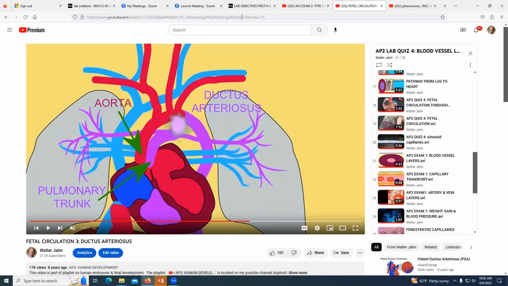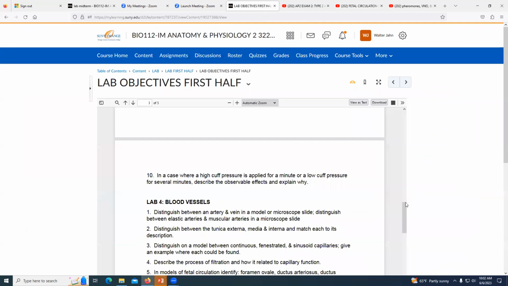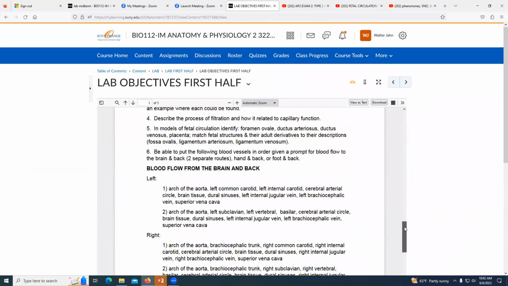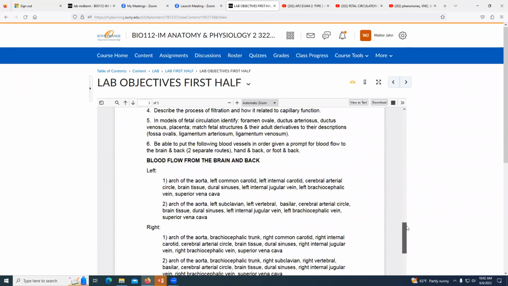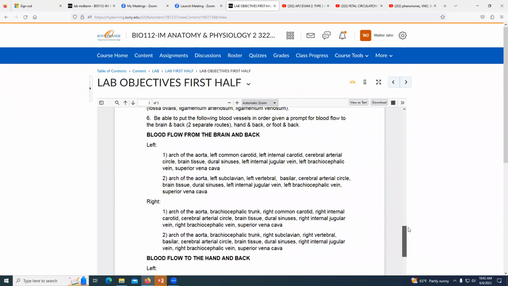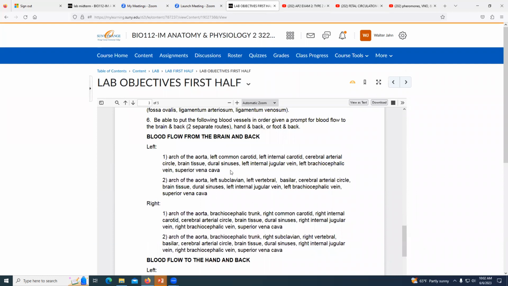Then finally, in lab, if you go to lab, there's a little handout. If you're at home, you can see it here. I then give you, if you wanted to go to the brain and back, here are the blood vessels you would use. So what I can now do is just make these multiple choice answers, mix them up, and you put them in order. All right.